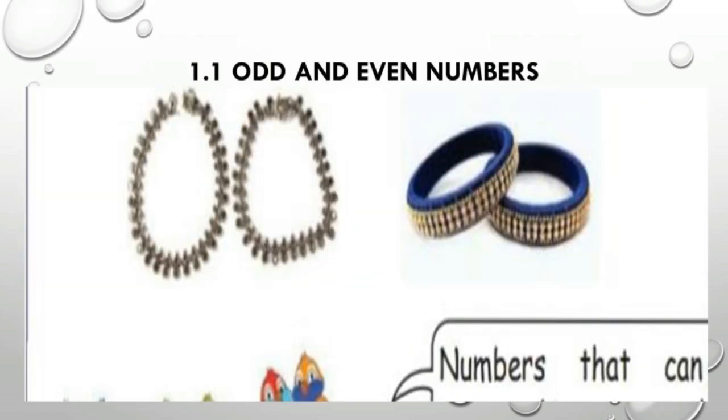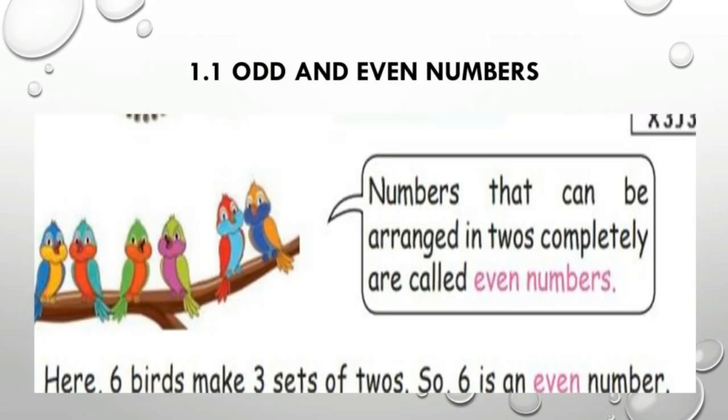Next, odd and even numbers. Let us consider two objects having same properties. For example, a set of two anklets, a set of two bangles. Look at the picture. How many birds are there? Yes, there are 6 birds. The 6 birds make 3 sets of 2s. That is, they are sitting 2 by 2. So totally 3 times 2 is 6.